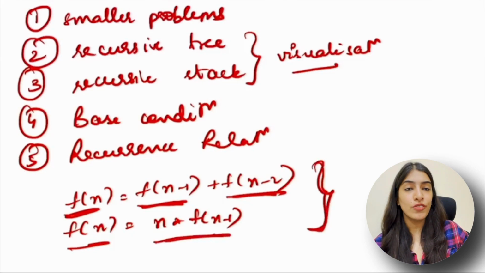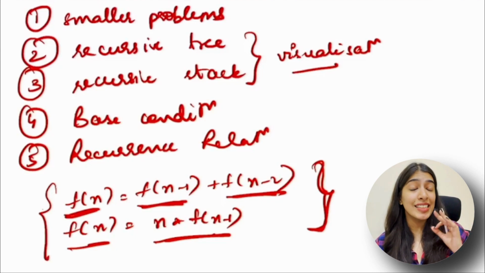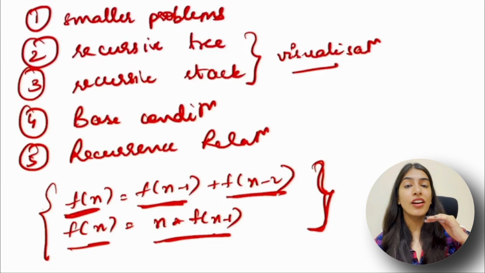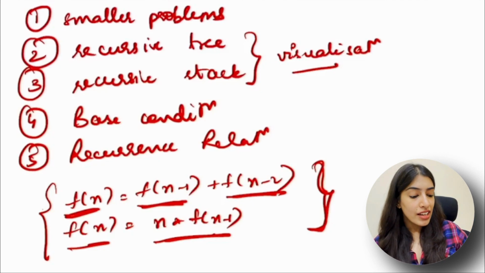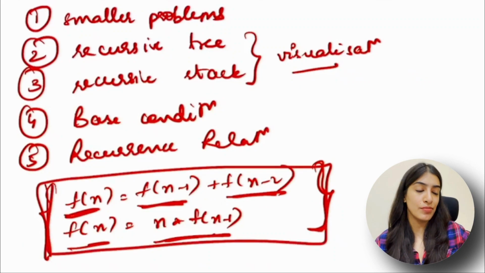So actually these two functions we are going to take in the next videos. So what I want you to do is try writing the recursive tree and the recursive stack for these two functions, because that is extremely important for you to be able to visualize how the recursion is happening. Without that, we will not be able to move ahead. See, this is called recurrence relation. Basically, we are denoting it in a mathematical way.